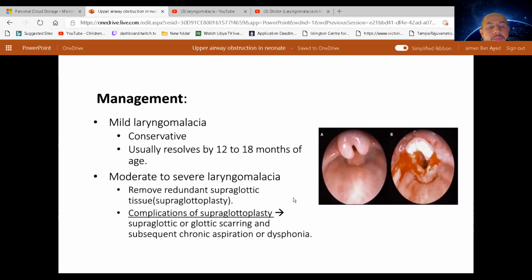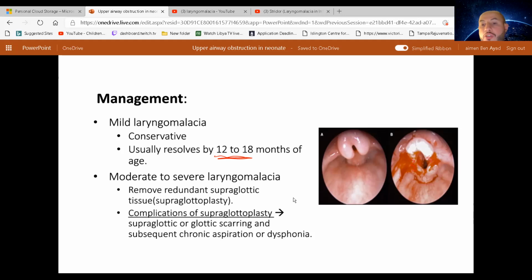The management of laryngomalacia: if it is mild, maybe stable, just mild stridor, then conservative. It usually resolves by 12 to 18 months. In moderate to severe symptoms, usually what we do is give it time and reassure the parents to take time, it is going to go away. But if feeding gets affected, or the baby still requires respiratory support despite giving him time, then unfortunately, in some cases, you need to do surgery by taking out the extra tissue.